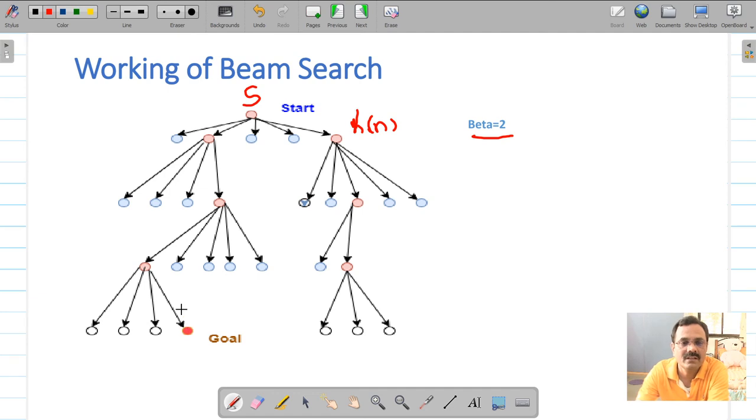check whether one of the nodes in the generated nodes is a goal node or not. If it is a goal node, the algorithm will terminate and return the result. So here the node shown in red is a goal node. So the algorithm will terminate here and return the solution. It will move from S to this node, then from the pink color node to the second pink color node, then this node, and then it will reach the goal. So that's how this beam search algorithm works.